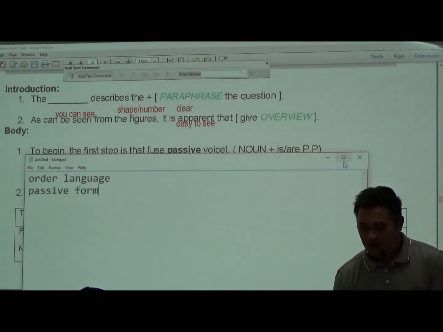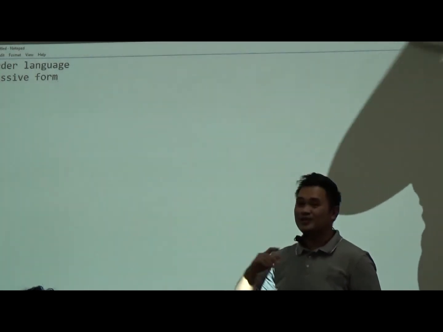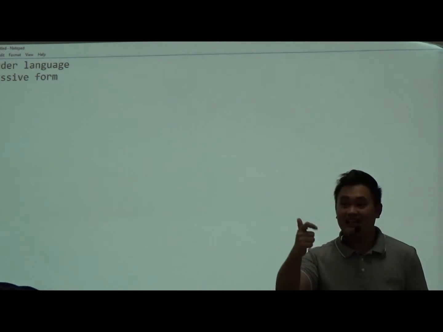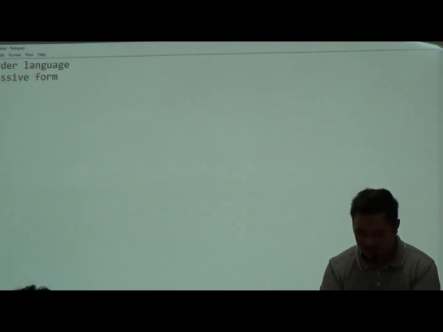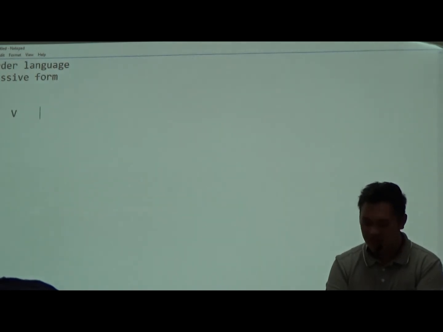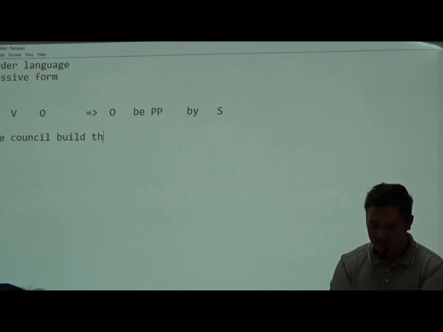What's the next rule? We have to always use passive form. So, a quick look. The passive form we already studied in our reading and listening summary fill-in-the-blank skill. What is it? Subject, verb, object. Change to object, be-verb, past participle, by subject. Example: the council built the library.